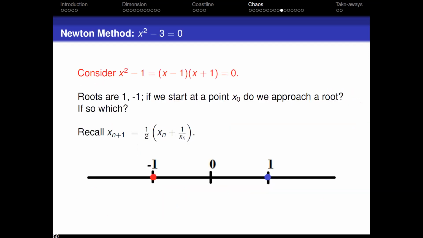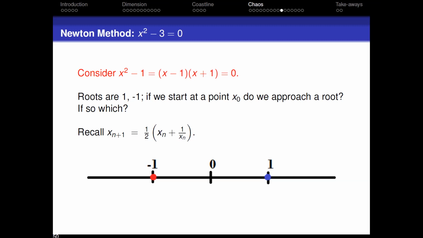So let's play a game. I'm going to take the polynomial x squared minus 1. I'm going to write it as x minus 1, x plus 1. It's not that hard to find the roots. You know, the roots are at negative 1 and 1. And I'm going to apply Newton's method, and I'm going to color every point on the line. I'm going to color it red if it converges to negative 1. I will color it blue if it converges to 1. And I will leave it uncolored if it converges to neither.